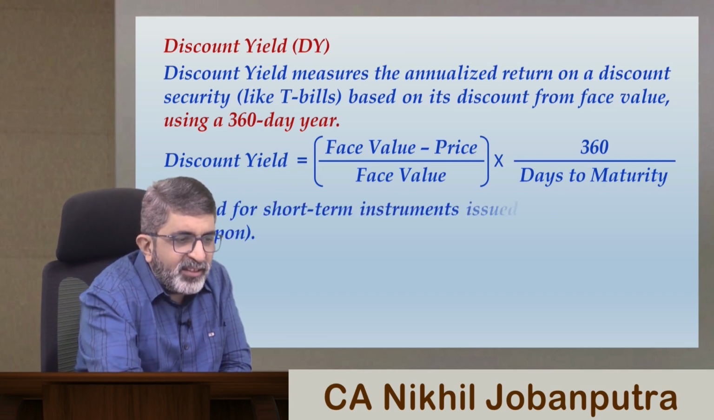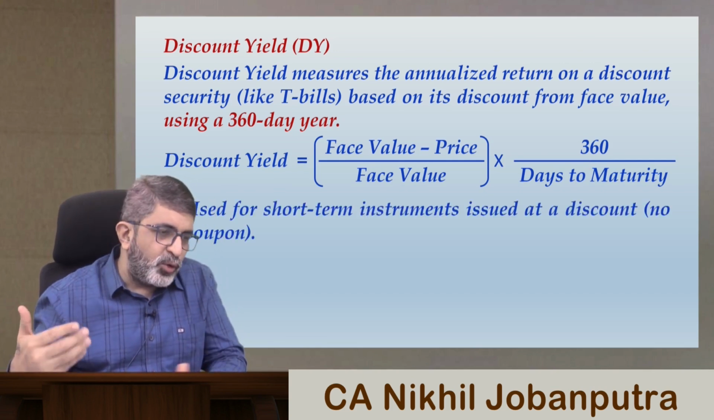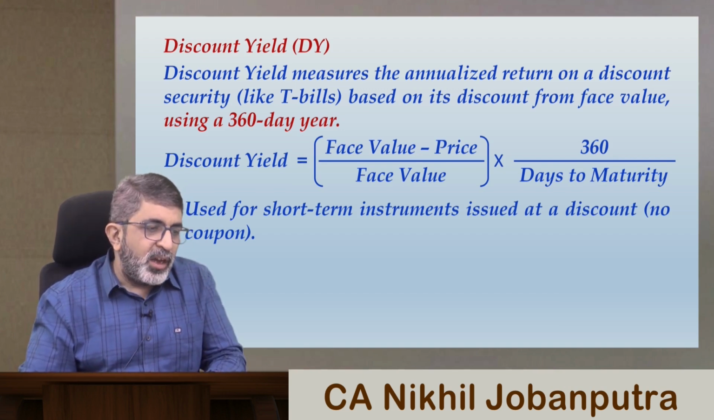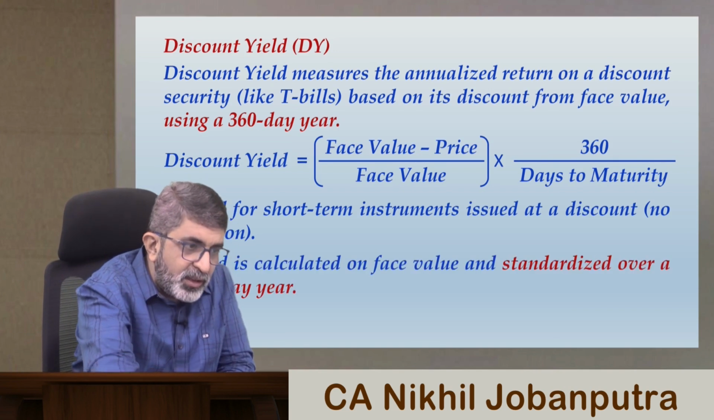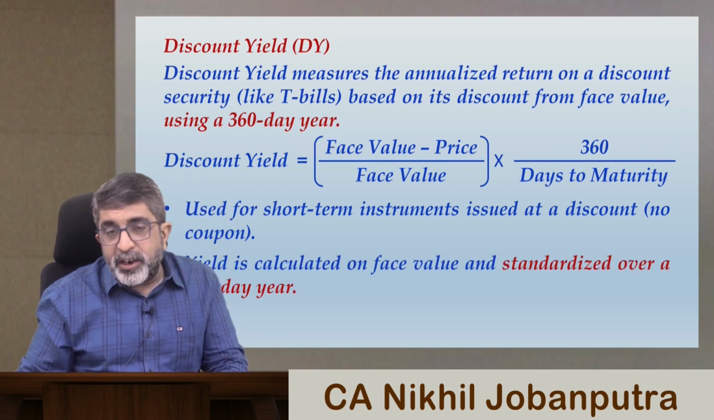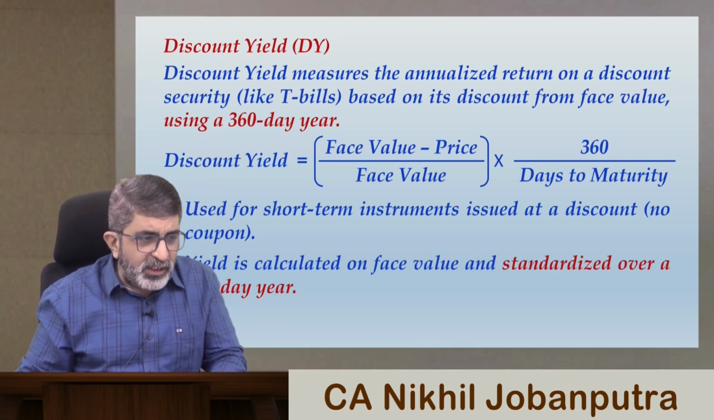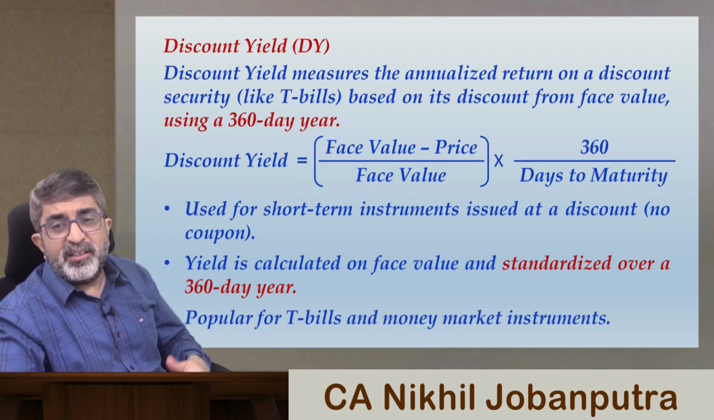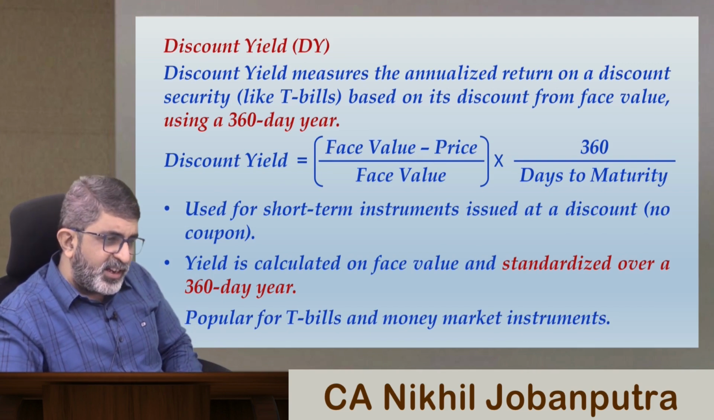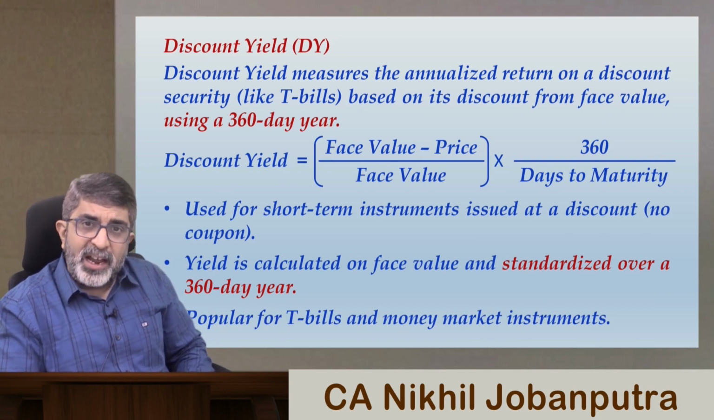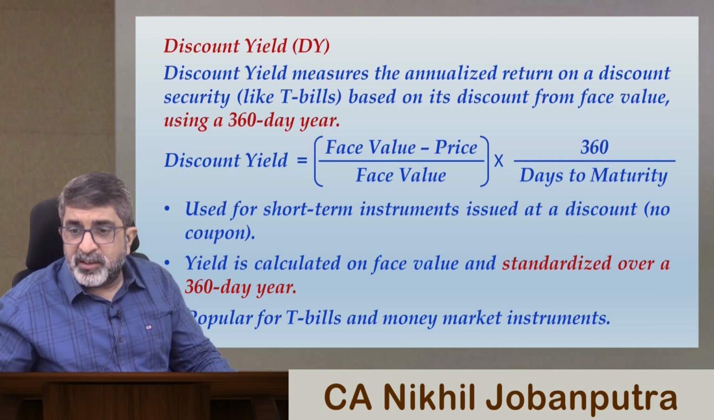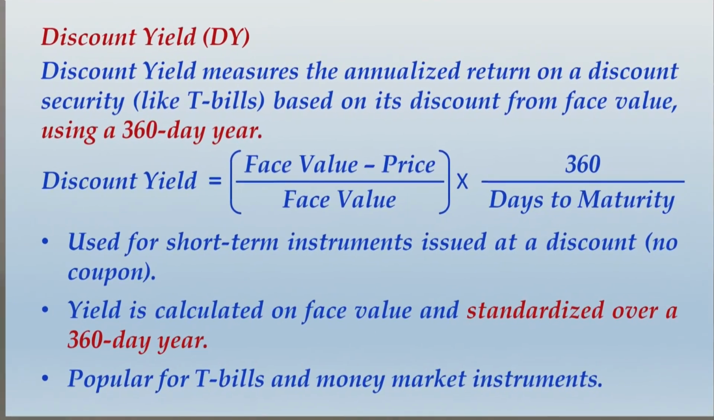Once you make this calculation, where it is used for short-term instruments issued at discount and there is no coupon payment, and yield is calculated on the face value, standardized over a 360 day year, means you are compulsorily considering a year as 360 days, and is popular for T-bill and money market instruments. So I would want you to take note of these important matters, and then we move ahead.